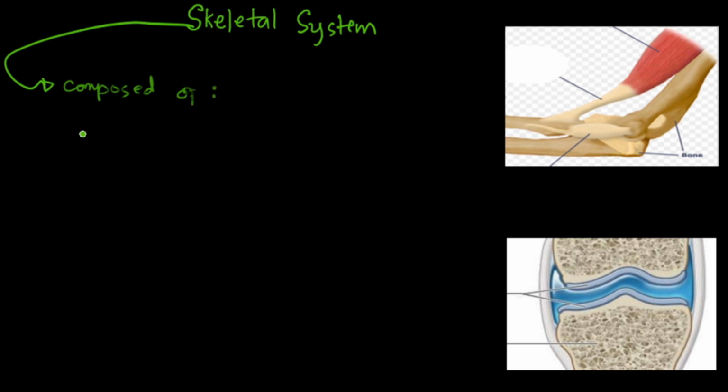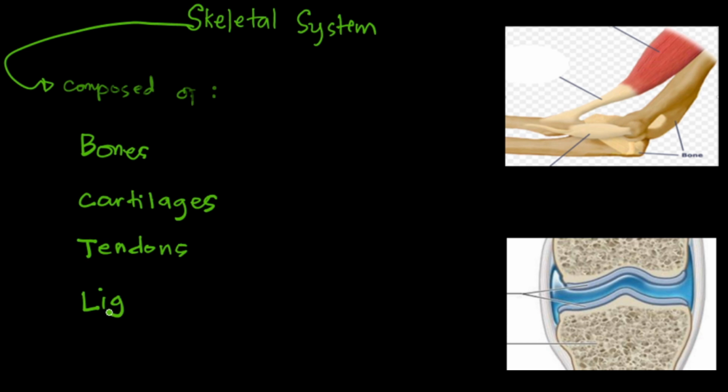We have your B, C, T, L. What is this BCTL? Your B stands for bones, C stands for your cartilage, T stands for your tendons, and L stands for your ligaments.